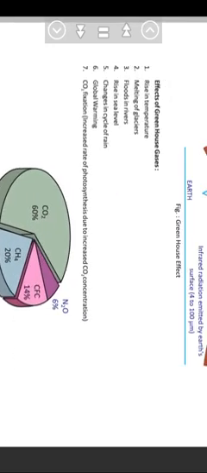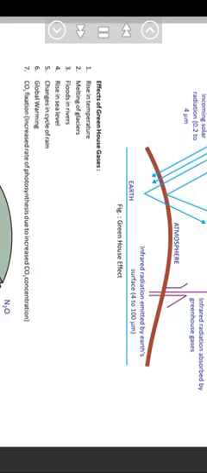Control of global warming. Alternative sources are green and renewable sources of energy like wind and solar energy, which do not emit greenhouse gases. Large-scale afforestation should be done for photosynthetic utilization of CO2.